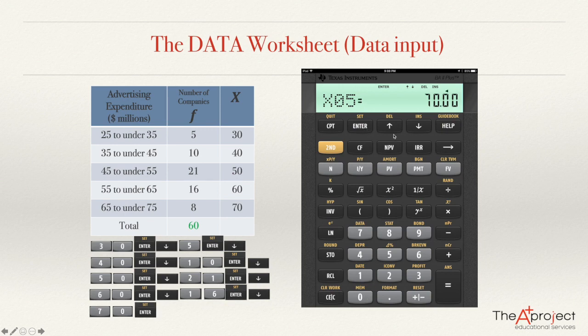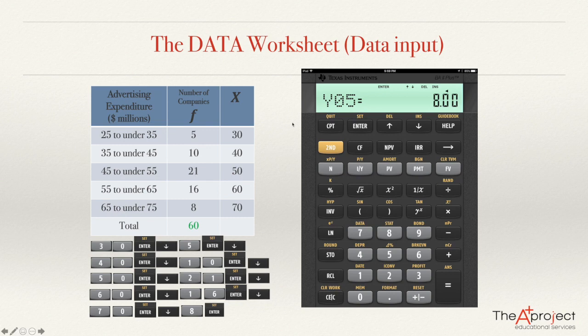After you enter, you scroll down, and finally the last of the frequency. And the last of the frequency is 8. So I'm going to press 8 and then enter. So you are done entering the data. Obviously, if you have more data, you continue scrolling down, etc., until you get the last one.